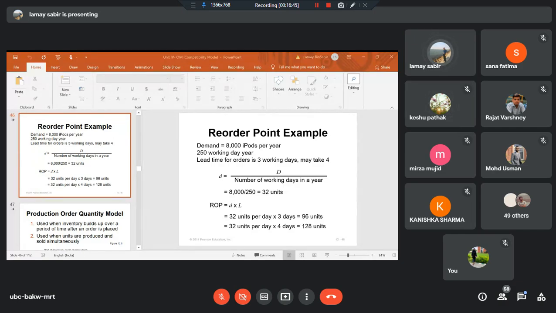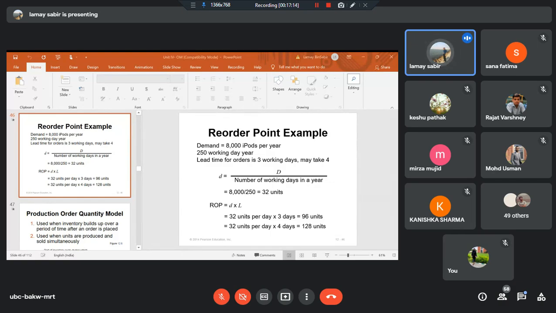Okay, and reorder point is ROP, which is calculated by small d into capital L. Capital L क्या है? Capital L lead time है. इस क्वेश्चन में कितना दे रखा है? 3 days. Now the only thing that we need to put it in the formula is small d. Small d is total demand, annual demand, which comes out to be 8,000, divided by the number of working days. Number of working days 250 days. आपने उसे divide कर दिया, you will get 32.